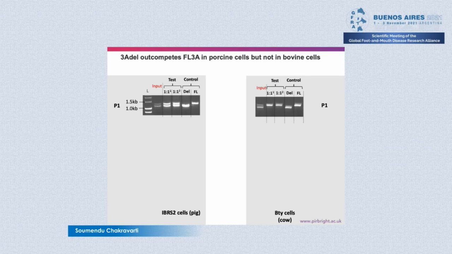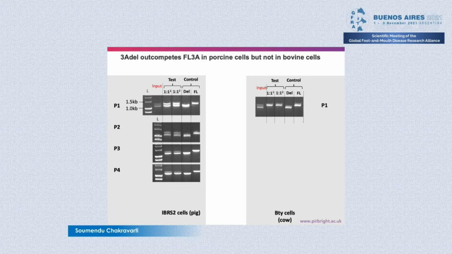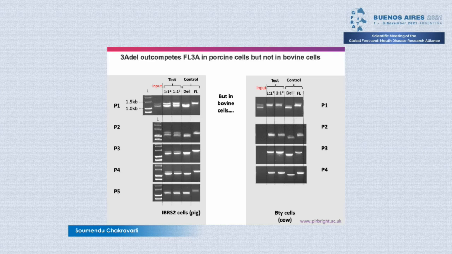The pig cell line IBRS2 has a non-functional interferon signaling pathway, whereas the bovine cells were primary bovine thyroid cells, expected to have a fully functional interferon signaling pathway. We did a competition passage in these two cell lines, initially taking equal proportions of these two viruses. In IBRS2, after a few passages, the 3A deleted virus had a competitive advantage over the full-length 3A virus. After passage level 5 in IBRS2 cells, only the 3A deleted virus was observed. In BTY cells, after passage level 2 only, the full-length 3A virus was seen and the 3A deleted virus was not observed.